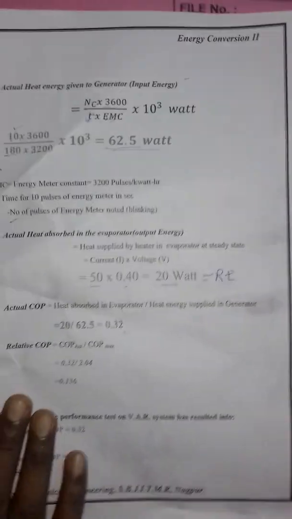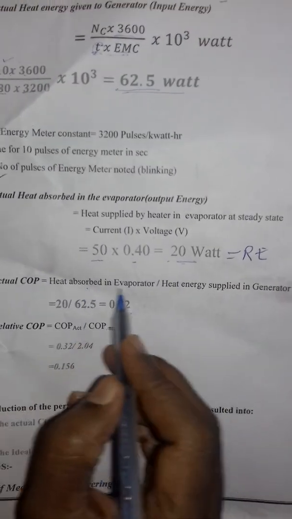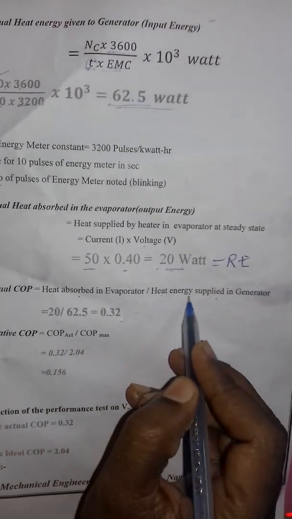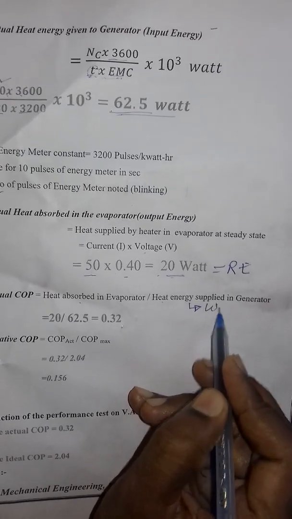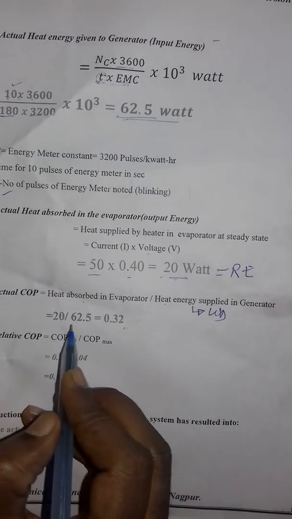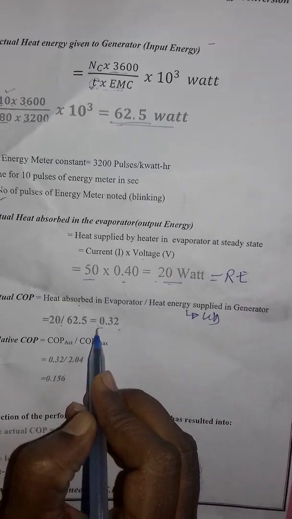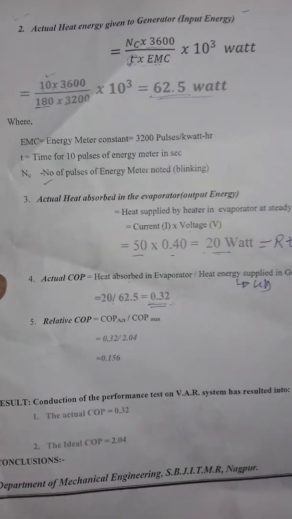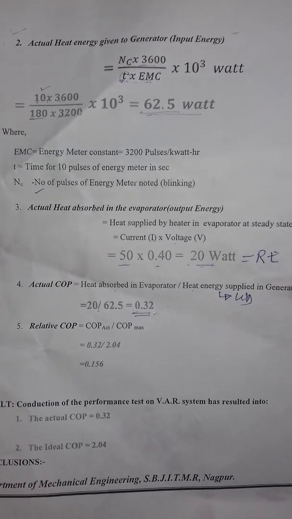So we'll find the COP. Actual COP equals heat absorbed upon heat energy supplied. This heat energy supplied is nothing but the work done in the generator. That ratio will give you the actual COP as 0.32. So you can see it is very less. So why is COP very less here?